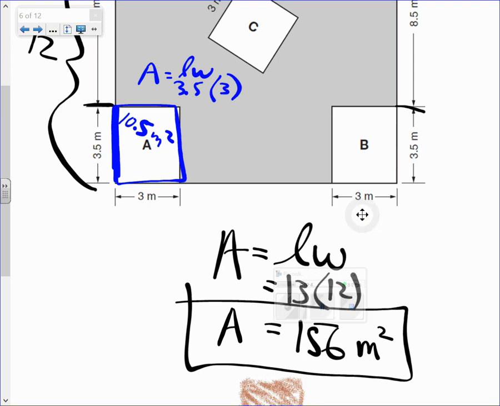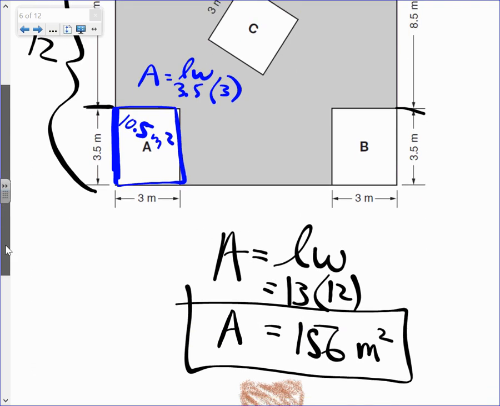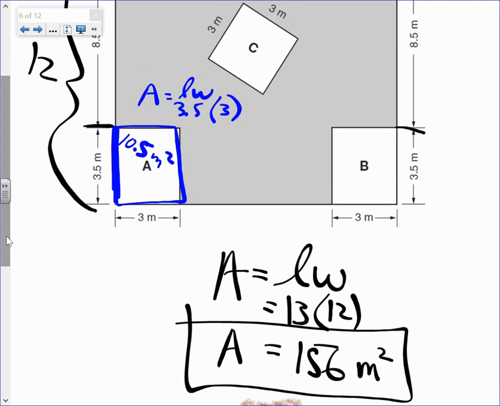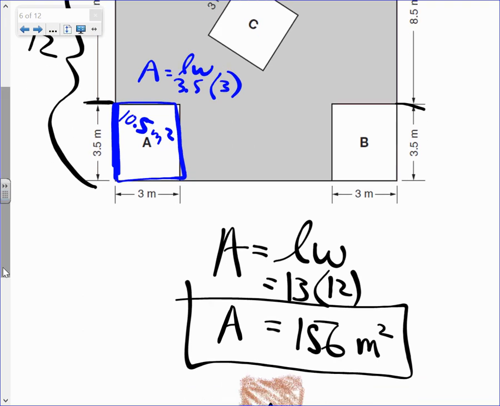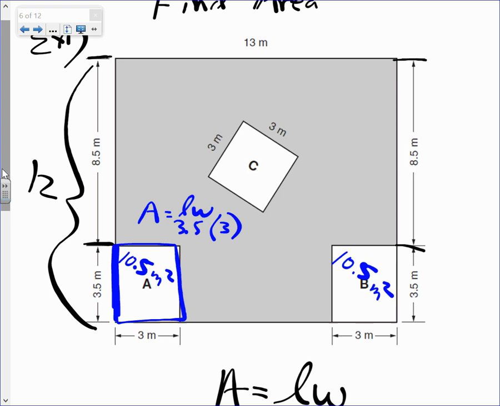The area of rectangle A is 10.5 square meters, because 3.5 times 3 is 10.5. This is the same dimension, so it's 10.5. This is another 10.5 here because it's the same dimension. It's 3.5 times 3, so the square meters here is 10.5. How about for C? 3 times 3 is 9. So this is 9 square meters. So that's all the empty spots now.